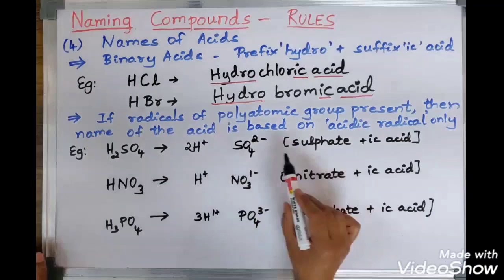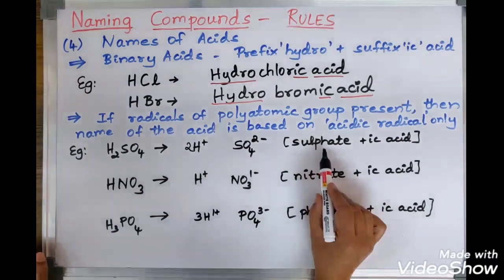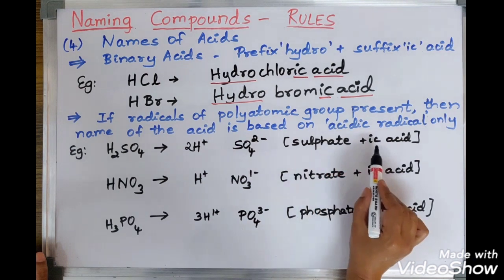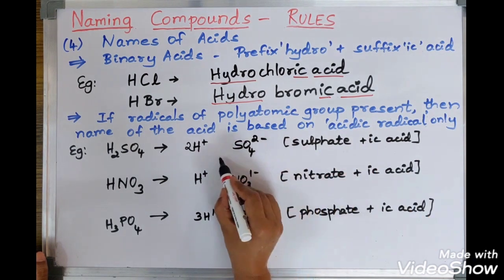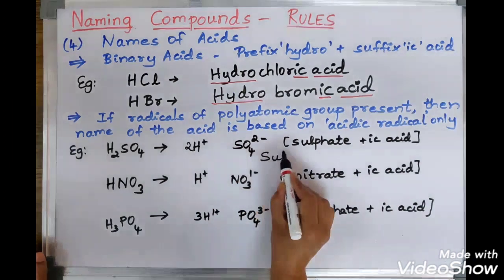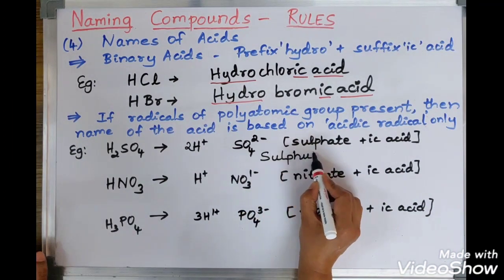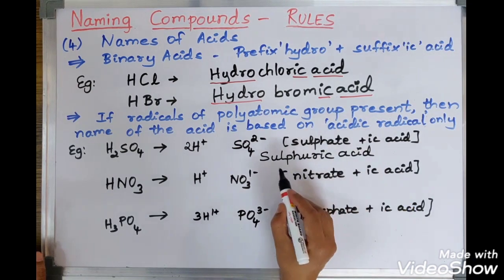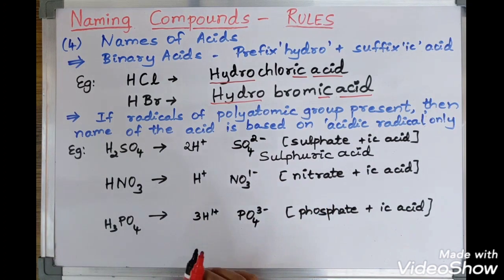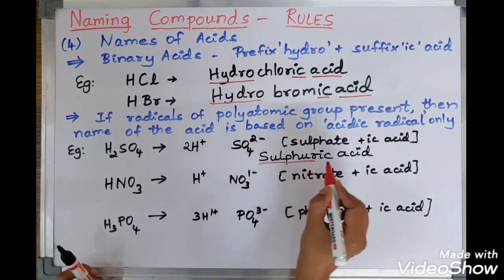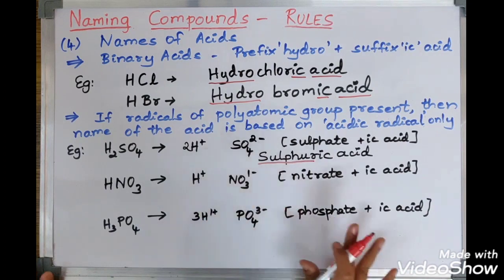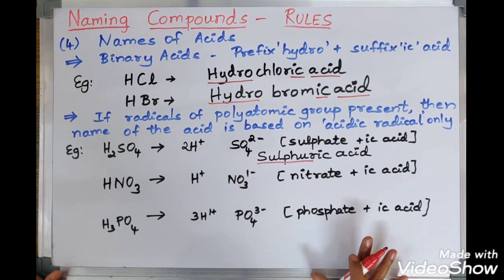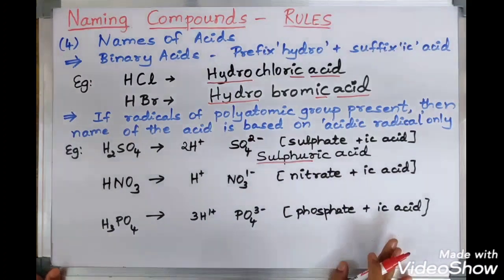Now this acidic radical, SO4 2 minus, is nothing but sulfate. To this we are adding ic acid. So it will be the root word sulfur, sulfuric acid. This is the root word, and to this root word we are adding ic acid. We are taking only the acidic radical and we are not writing anything about the basic radical.